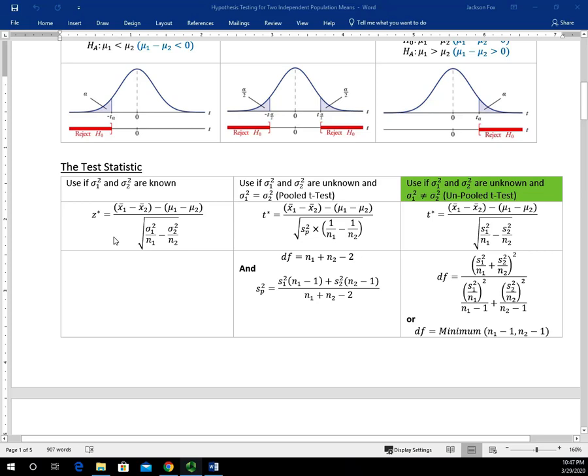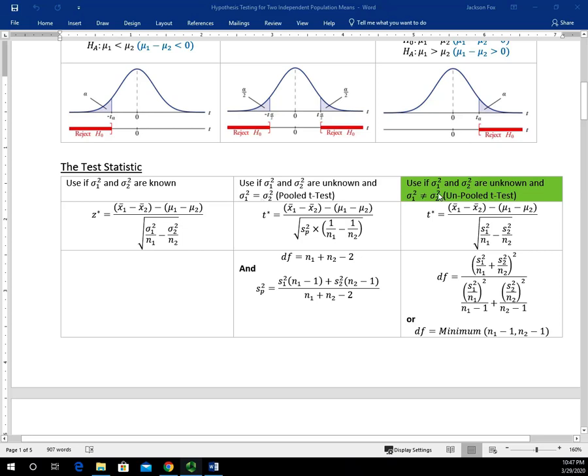We're not going to focus on that in this class or this lesson at all. If sigma 1 and sigma 2 are unknown, but sigma 1 is equal to sigma 2, we would use what's called the pooled T test. Now, in order to perform the pooled T test, we actually would have to do another hypothesis test called the F test to compare the two variances and determine whether they are equal or they are different, okay? So we're not going to do that one.